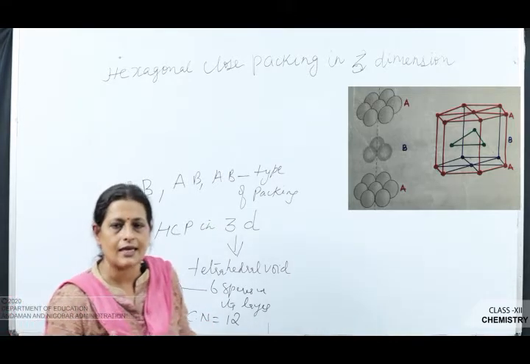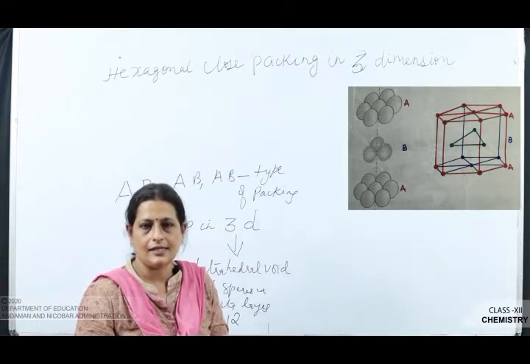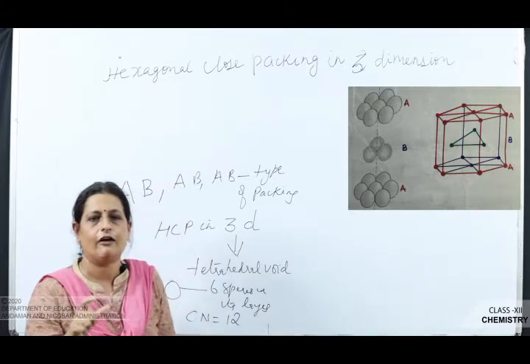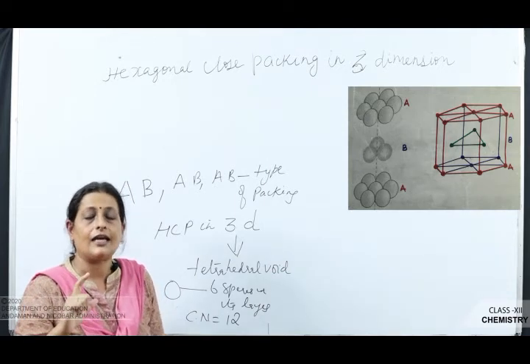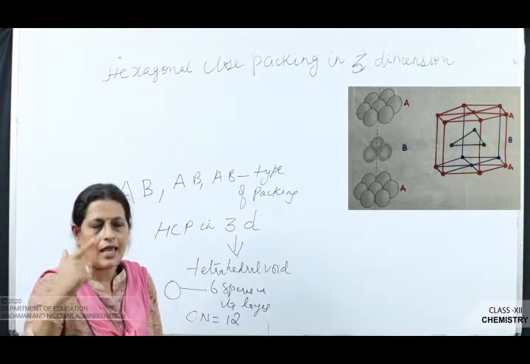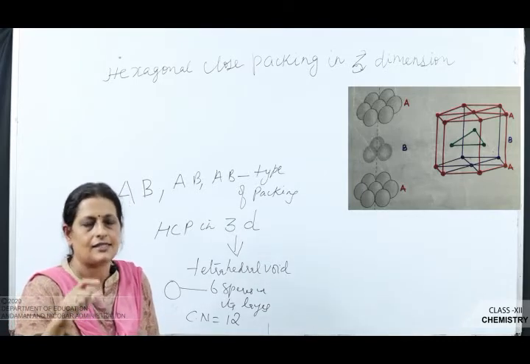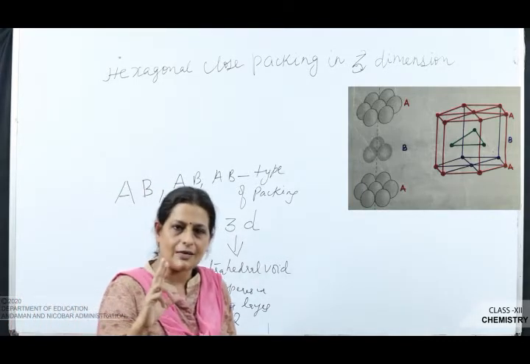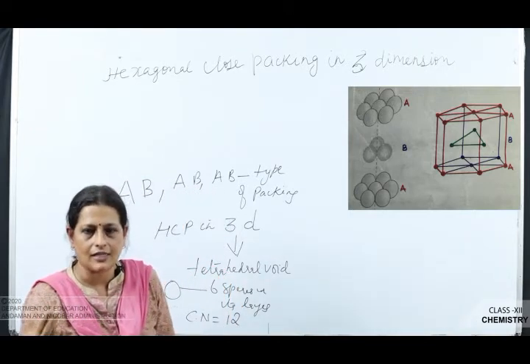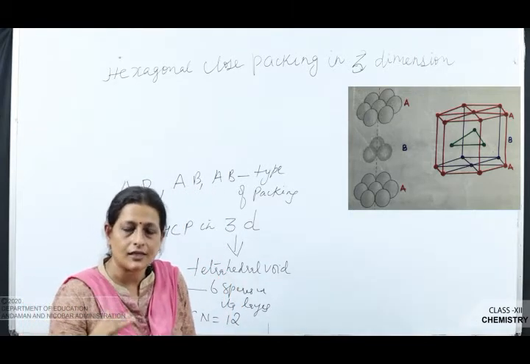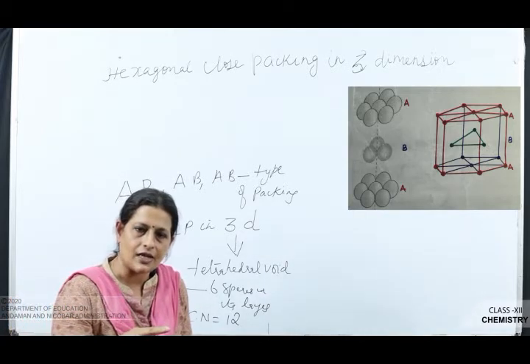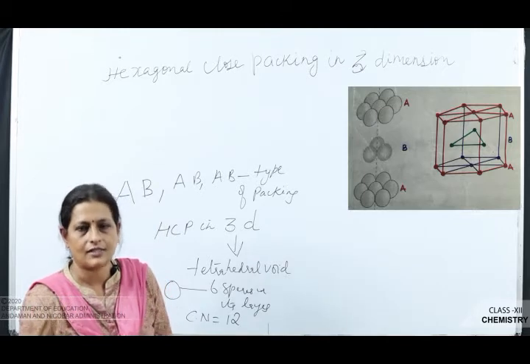Hexagonal close packing in 3 dimension, that is, after the arrangement of the second layer in the triangular void of the first layer, we get a new type of layer. So we call it as what? B. So AB. Now after arranging the second layer, we are getting 2 different types of voids. One is tetrahedral void and the other one is what? Octahedral void. So to arrange the third layer, we have got two options. Either we can arrange it in the tetrahedral void or in the octahedral void.